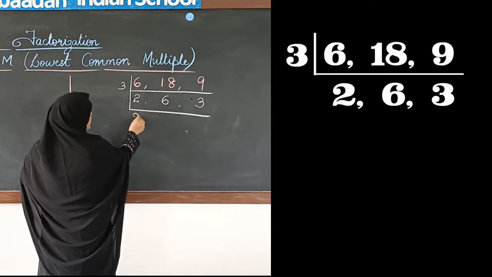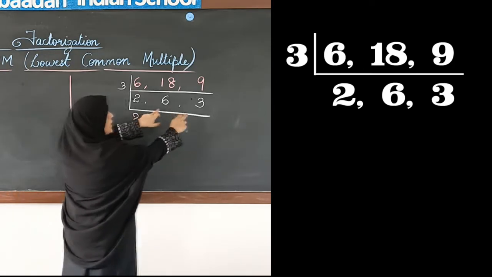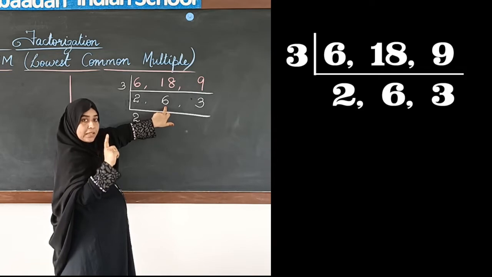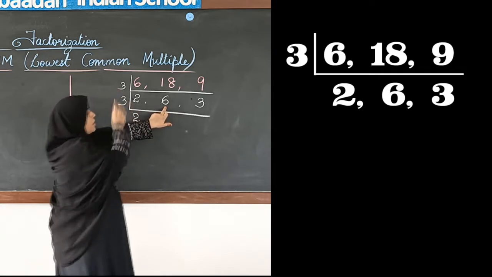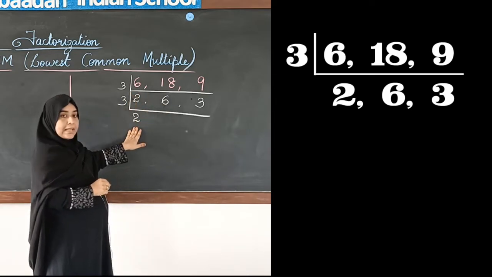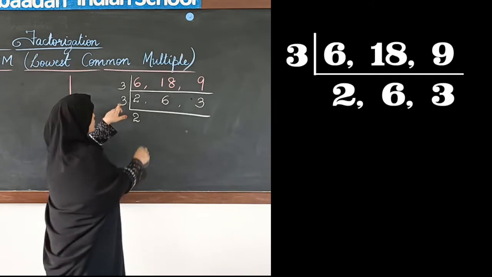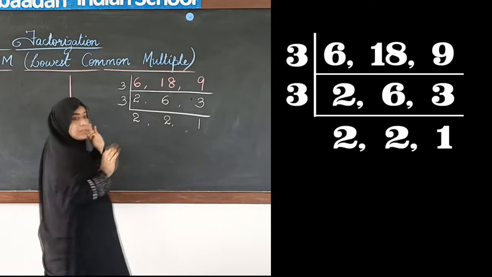Now, 2 we cannot do anything, it is a prime number, we just write it down as it is. We have to look at these 2 numbers. For these 2 I have a common prime factor which will divide 6 and 3, which is 3. So, 2 I have written as it is, and with 3 I will divide these 2 numbers. 3 2s are 6, 3 1s are 3.